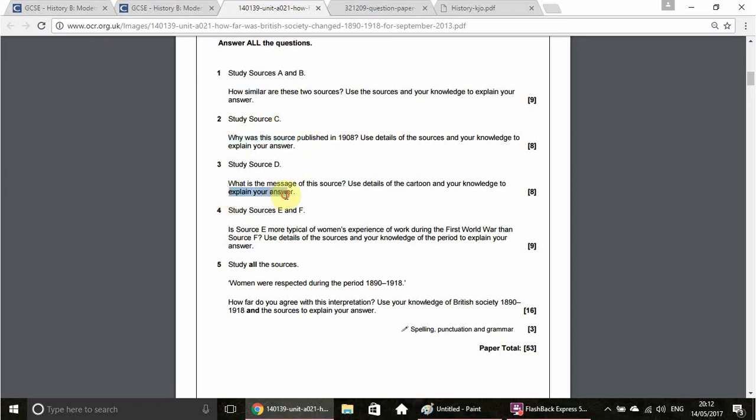What is the message of the source? The message is obviously the key bit of that question. Is source E more typical of women's experience of work during the First World War than source F? For this one, I'm going to underline the word typical, and then I'm going to put women's experience of work. And obviously I'm comparing the two sources, so I might put the word compare. And then for here, I'm thinking, okay, the question I'm being asked is whether women were respected during the period of 1890 to 1918. And I need to have that in mind as I'm going through the process of annotating all the sources.